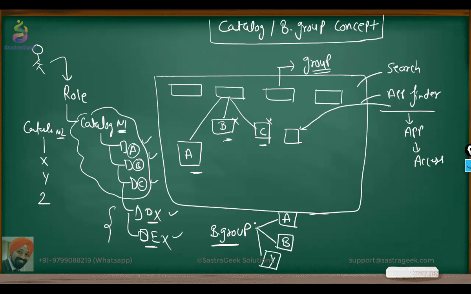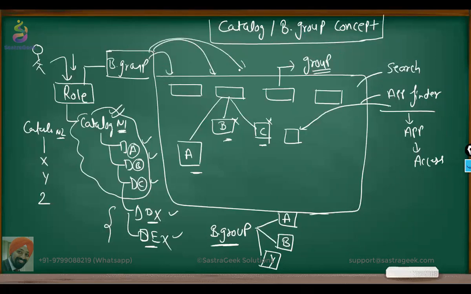Now, each role needs to give access to both catalogs and business groups. When the user launches the LaunchPad, the system reads the role, and based on the role it reads which business groups are there, and the business groups are loaded in the LaunchPad. Full access control is done through the catalog. So in the Fiori roles, we need to attach both the business group and the catalogs. Both things we need to attach.